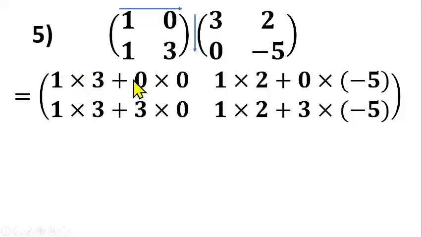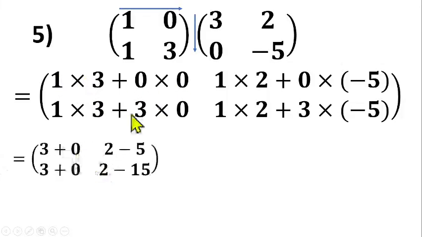1 times 3 gives us 3 plus 0. So that should give us a 3 plus 0 here. Then 1 times 2 is 2. Then 0 times minus 5, error. So 0 times minus 5 is 0, not minus 5. That's a typographical error. Please correct that. 0 times minus 5 will give us a 0, not minus 5. So that is an oversight. 1 times 2 is 2, plus 0 times minus 5 is 0, not minus 5. So correct that when you are writing your own notes.